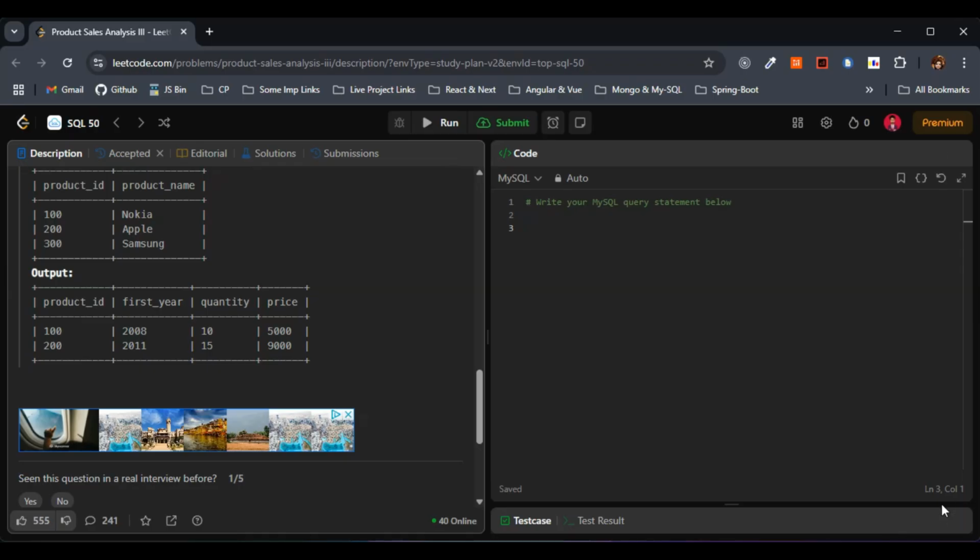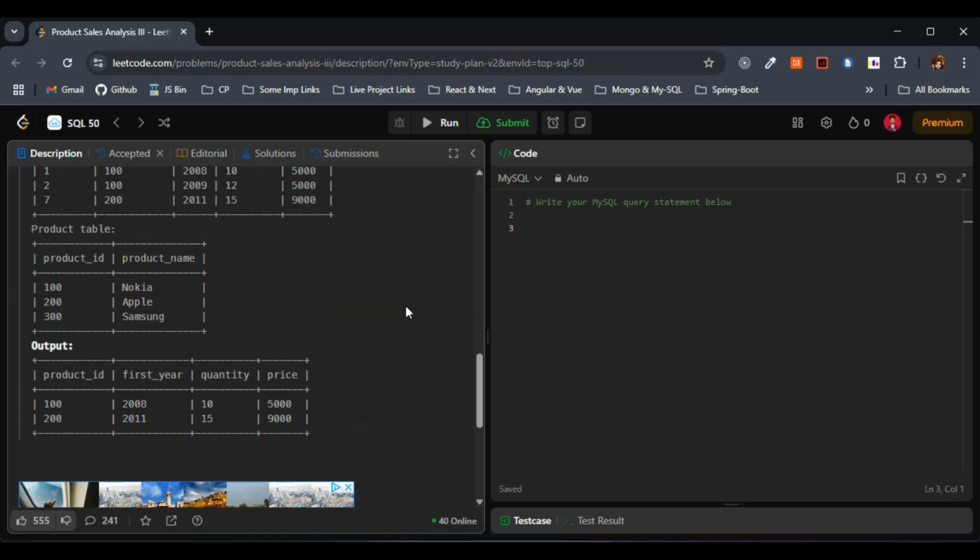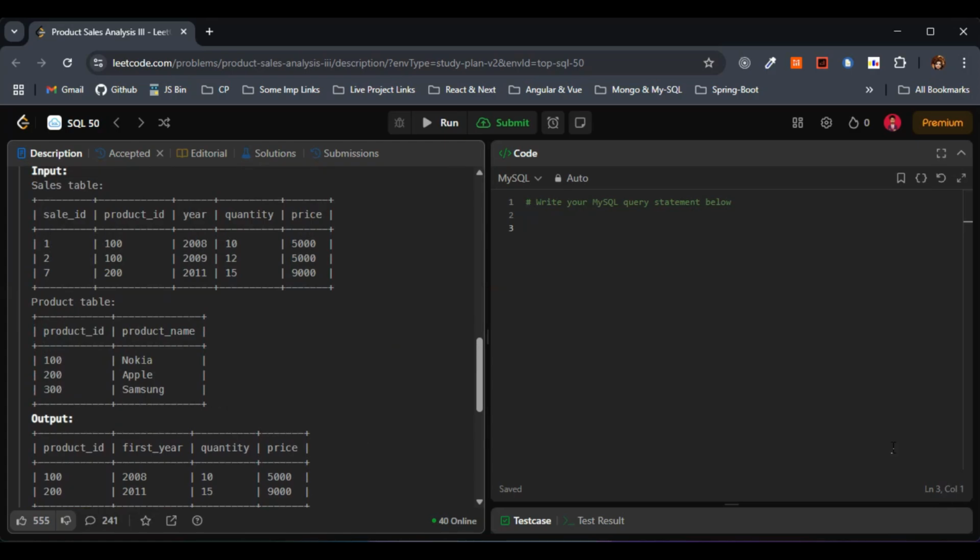So how did we get the product ID, first year, quantity, and price? We need to write the SQL query to return the product ID, first year of sale, which is very important, quantity sold, meaning how many units of the product were sold, and the price for the first year each product was sold. These are the things we need to return in the output.